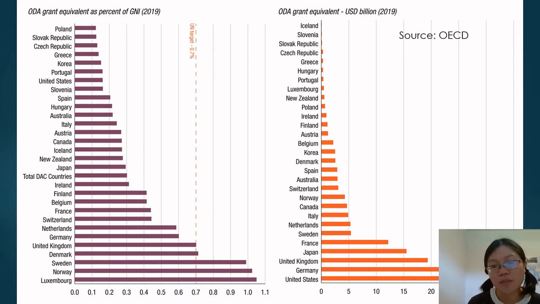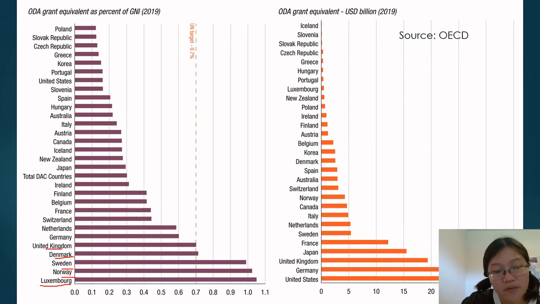So I found this graph on the OECD website. If you look at this graph, on the left-hand side, you can see the ODA grant equivalent as percent of GNI. What that means is the official development assistance grant equivalent as the percent of gross national income. And so you can see here, the highest country is actually Luxembourg, a really small country in Europe, followed by Norway, Sweden, and Denmark, the Nordic countries, and then the United Kingdom.